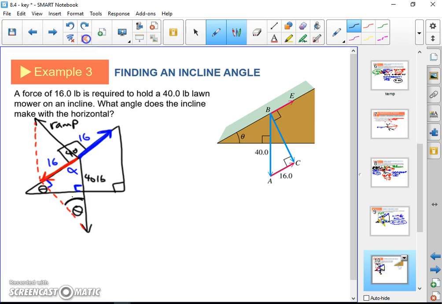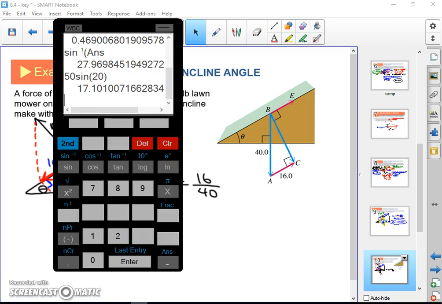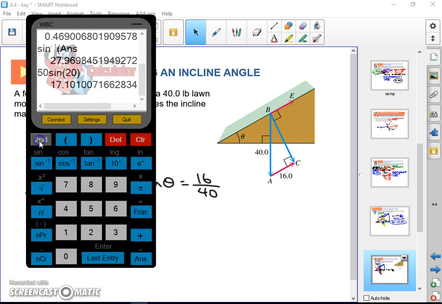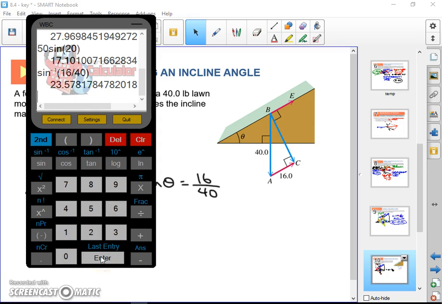notice your angle theta, and notice we have opposite and hypotenuse. That's sine. Sine theta equals opposite over hypotenuse. And so it's a pretty easy solve. If I want to find theta, I'm going to do an inverse sine. Use your calculator. Inverse sine of 16 over 40 is 23.6. Theta is 23.6 degrees. Okay, 23.6.